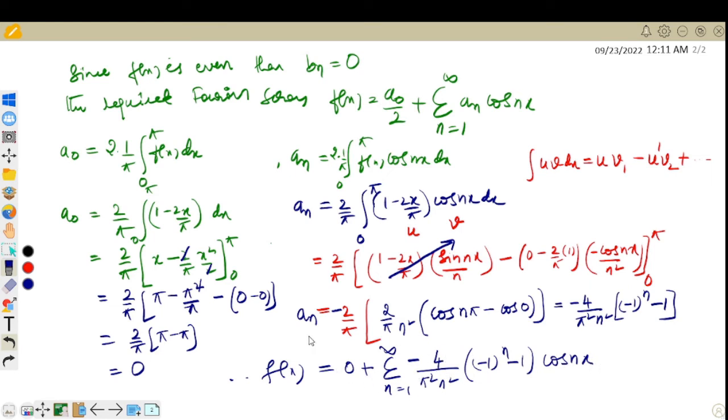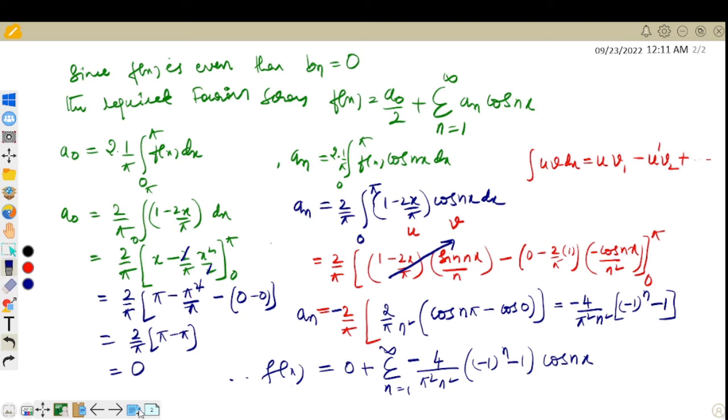So we need to deduce the required series with the help of this, that is 1 by 1 square plus 1 by 3 square plus 1 by 5 square, and so on, is equal to pi square by 8.